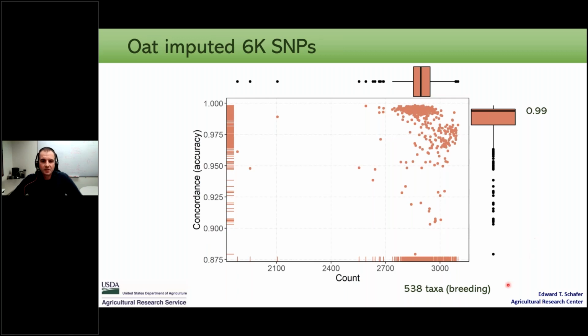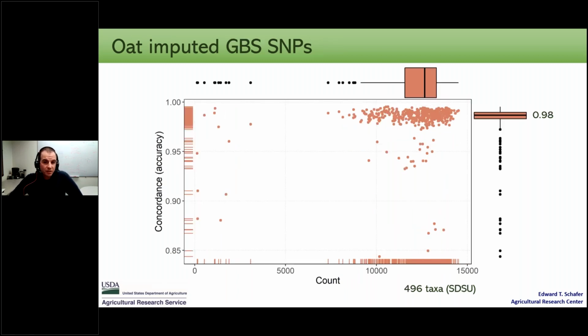Now we've only upgraded this set to about 3,000 markers because the 6K array in oat actually only contains about 4,300 markers, of which 1,000 of them are on the 3K, and so many of those were just excluded. So really this was just kind of the maximum that we were able to get. All right. Additionally, we can get similar results when we use the 3K markers to impute about 12,000 GBS SNPs in this set of 500 lines from South Dakota State University.